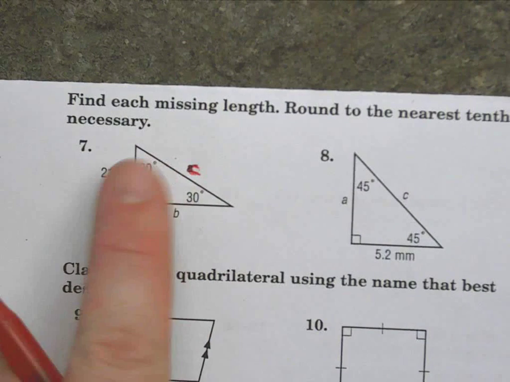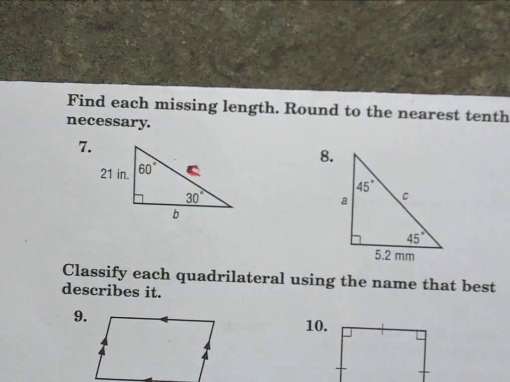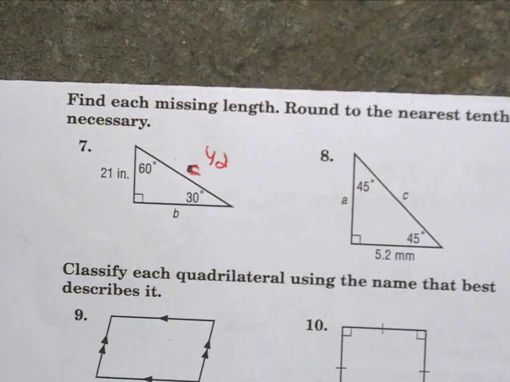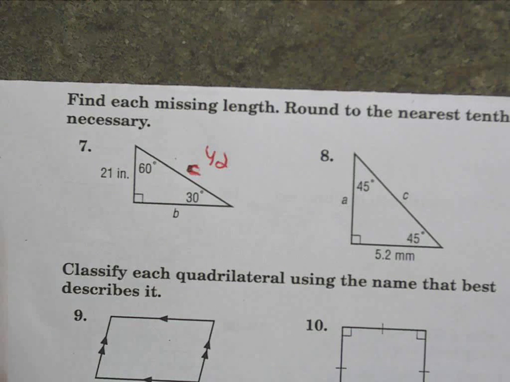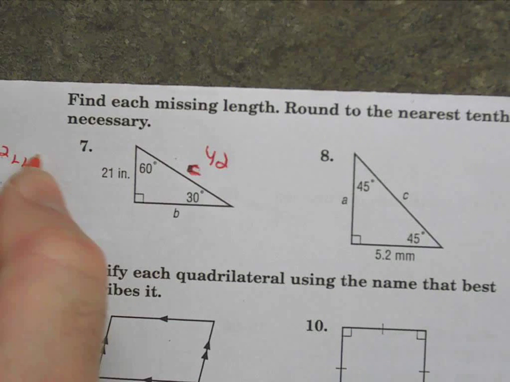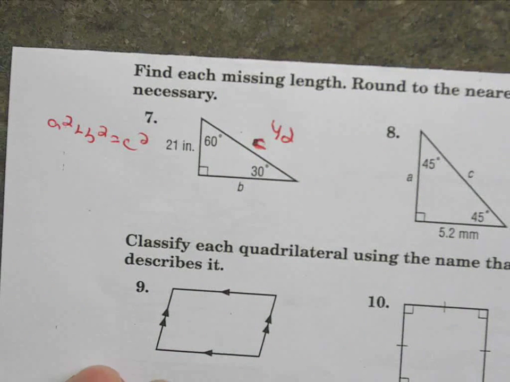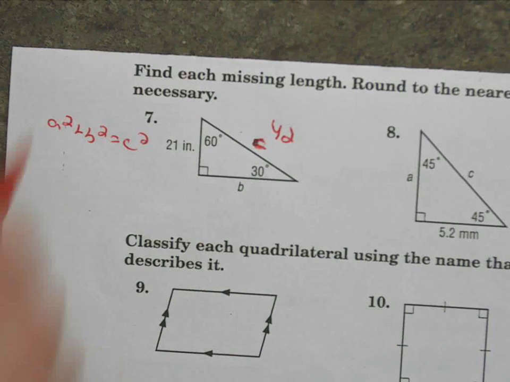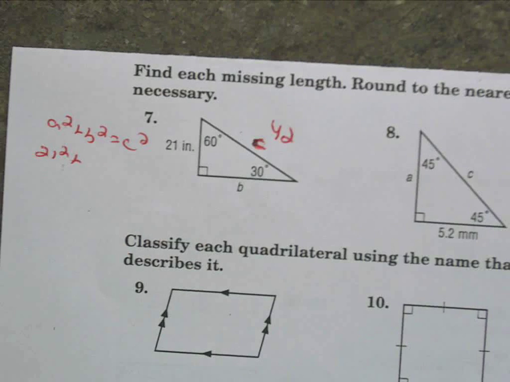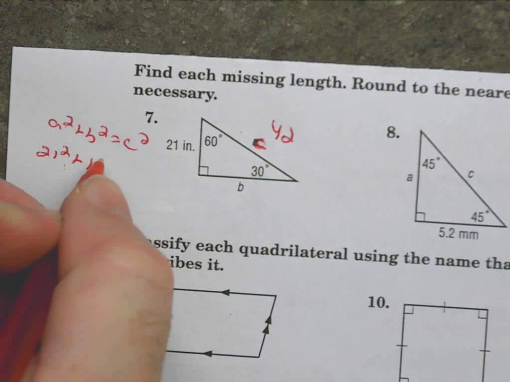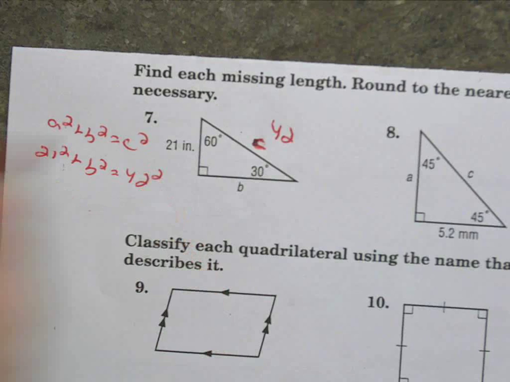What does C have to be if A is 21? That's a fact you're going to have to memorize. Maddie, it's got to be 42. Now I'm going to desperately need somebody with a calculator because I don't have all this stuff memorized off the top of my head. I'm going to go A squared plus B squared equals C squared. And I'll slide my page over so we can see that. And I go 21 squared, because A is always the shorter side, plus B squared equals 42 squared.